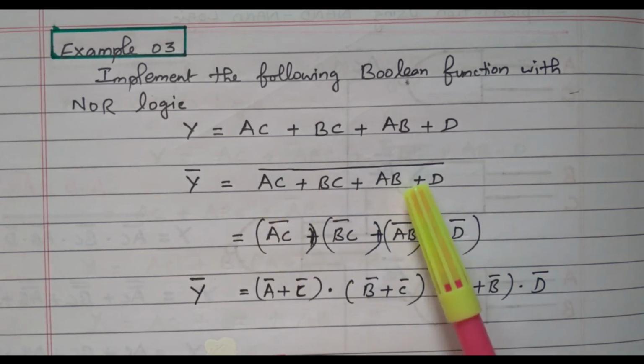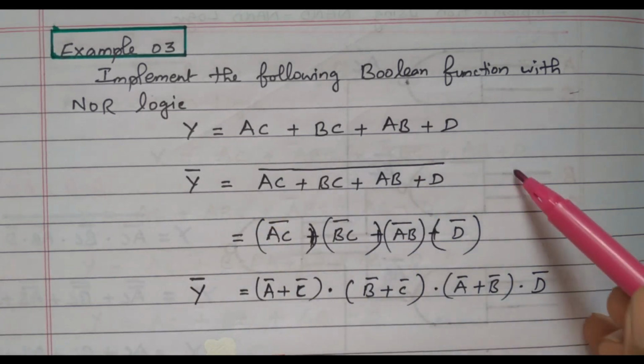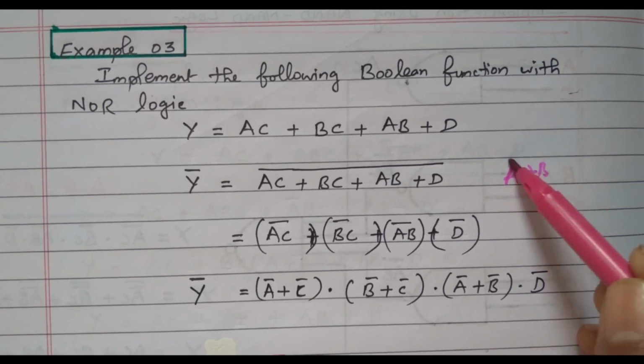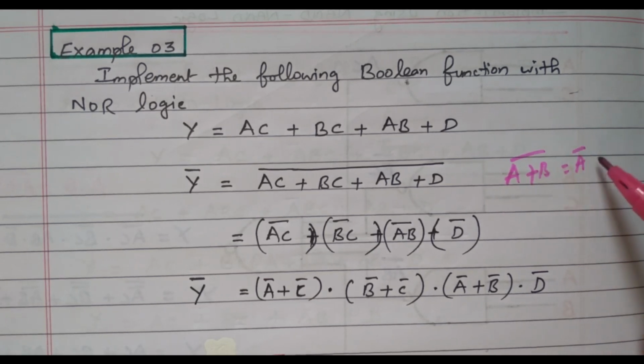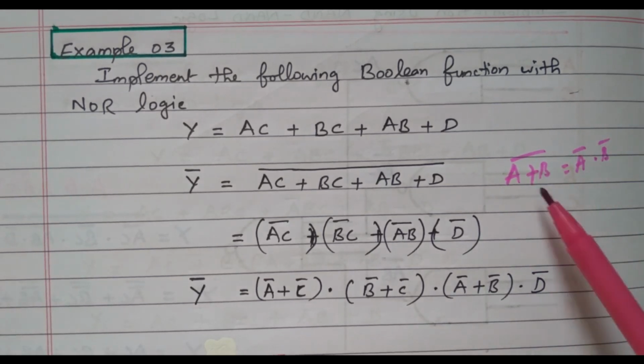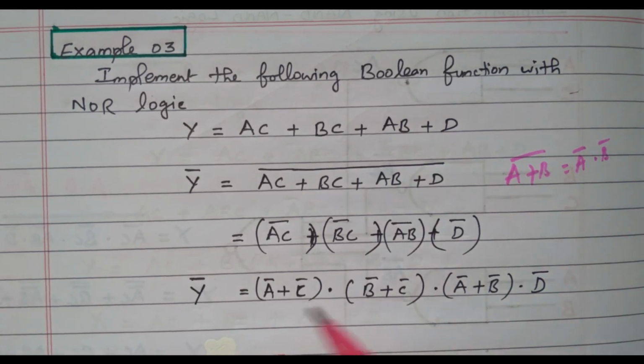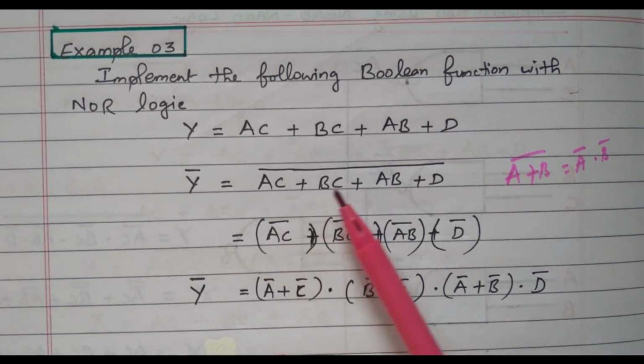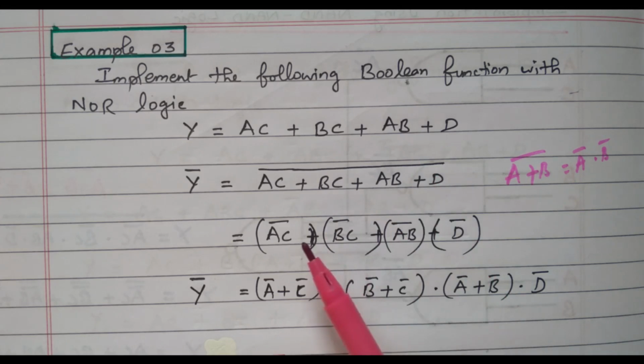How will you write this? Based on De Morgan's theorem, A plus B the whole bar equal to A bar dot B bar, right? The plus becomes multiplication. So based on that, A plus B plus C plus D the whole bar is nothing but A bar dot B bar dot C bar dot D bar. Based on that, AC bar into BC bar into AB bar into D bar.